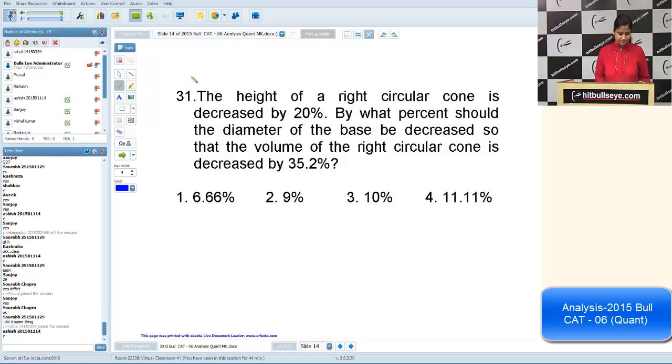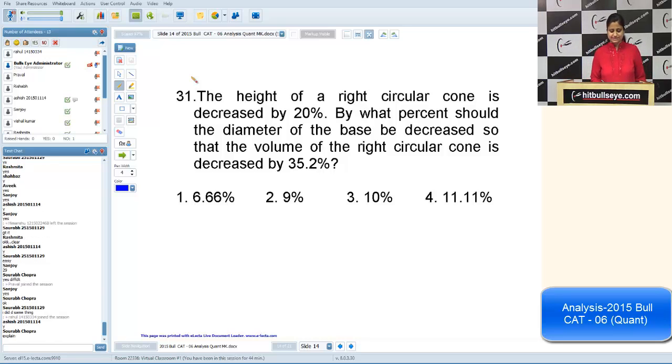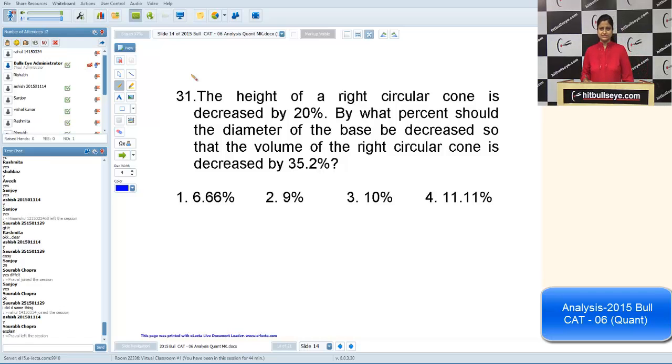So let us see, the height of a right circular cone is decreased by 20%. By what percent should the diameter of the base be decreased so that the volume of the right circular cone is decreased by 35.2%? Whatever change you make in the diameter, the same will be the change in the radius, because radius is diameter by 2 only, and 2 is a constant. Now what is the right circular cone volume formula? 1 by 3 pi r square h.